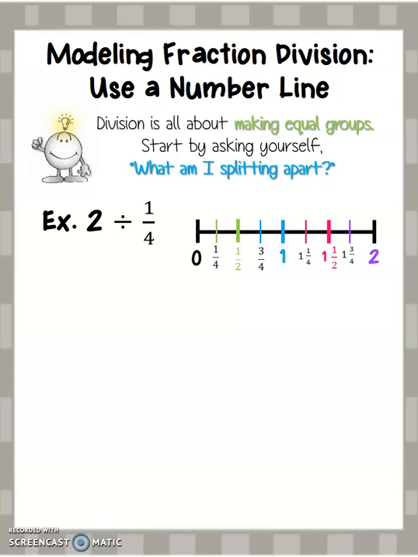So to decide what is 2 divided by 1/4, I need to count how many segments or little sections that I made. If I count it all the way over to the 2, that gets me 8 different segments. So 2 divided by 1/4 would be the same as 8.